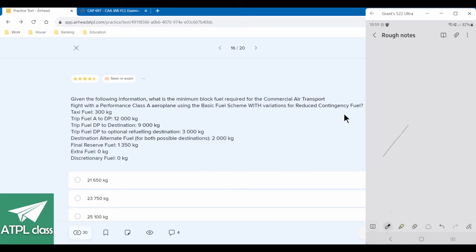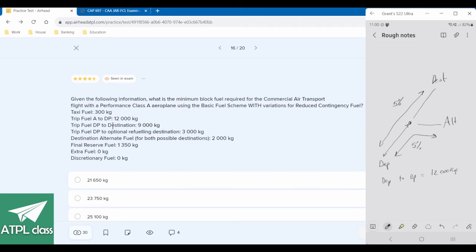The reduced contingency fuel procedure is: we have our departure, we have a decision point, and we have the destination, and we also have an alternate. We either take 5% for this bit, or we take 5% for this bit, whichever is the larger of the two, so that we're covered for both. So our trip fuel from departure to the decision point is 12,000 kilograms. That's going to be this first bit. So DEP to DP equals 12,000 kgs.